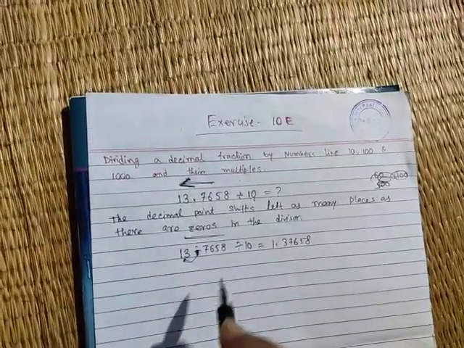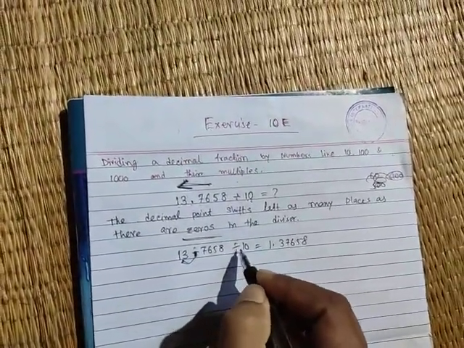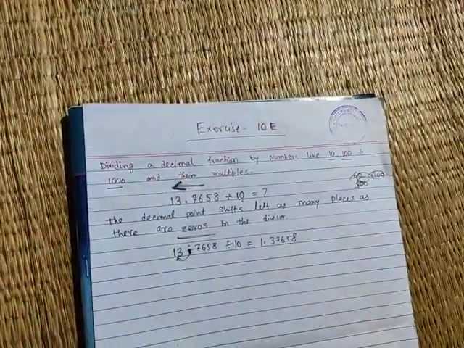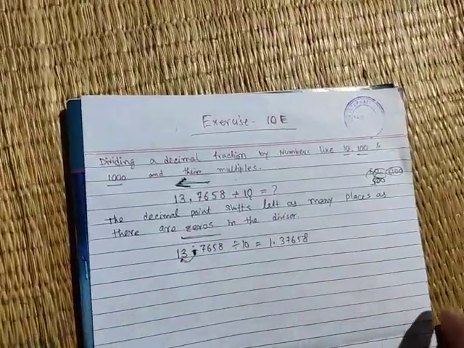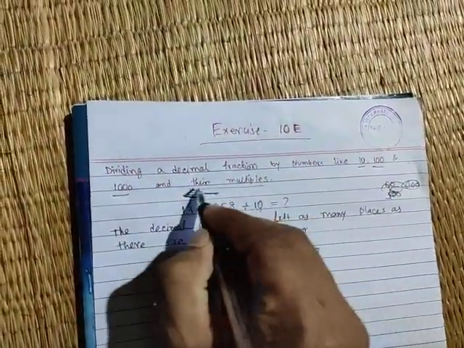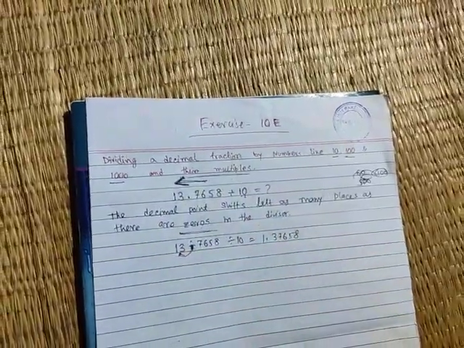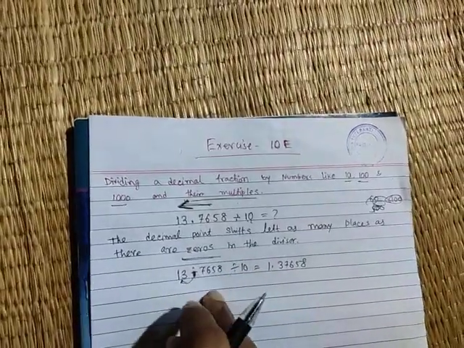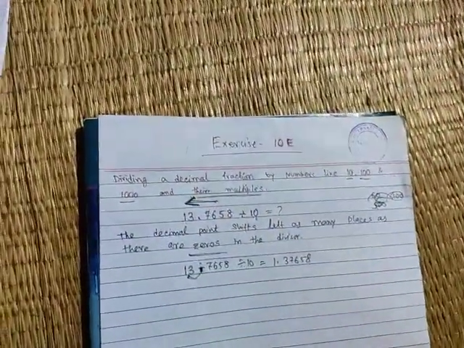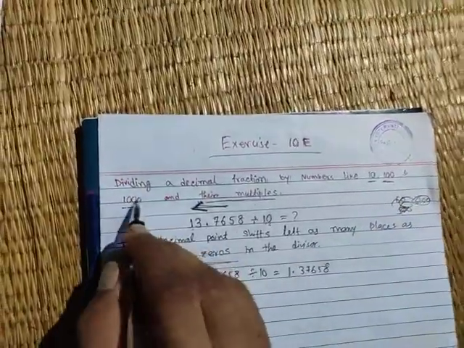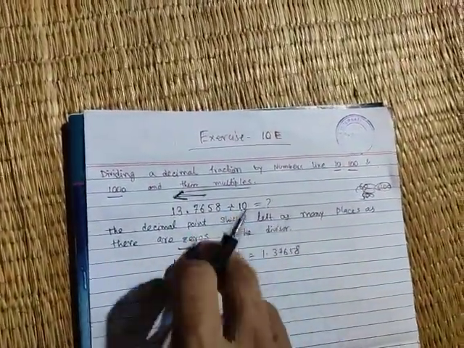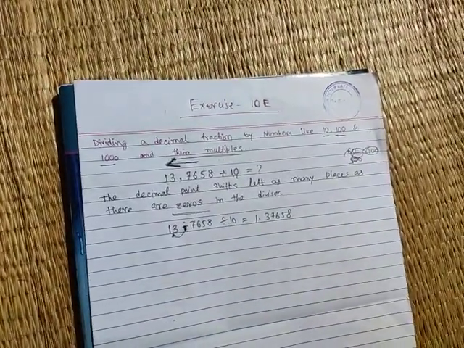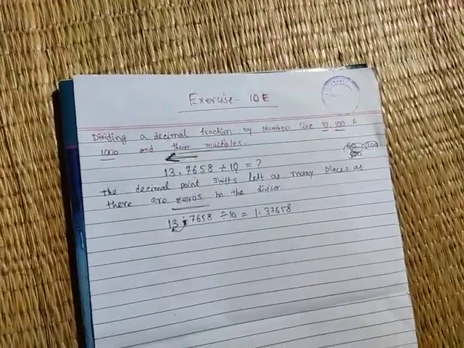First, see. When we have 10, 100, 1000, this kind of numbers, then we will follow this process. But for the multiples, we have to do the division first. I will discuss it later, but first understand this process. This process is very important. If you understood this, then you can do this easily. For this kind of numbers, you have to shift the decimal point as many places as there are zeros in the divisor.